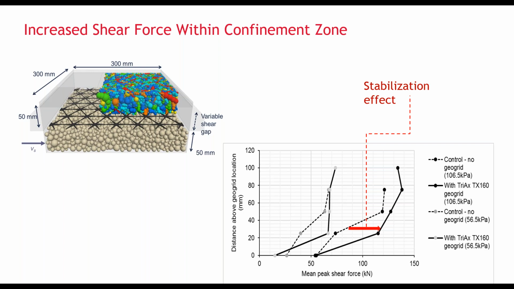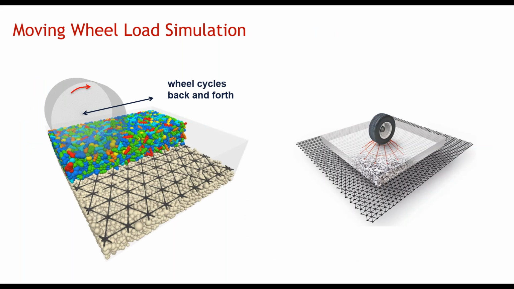The model simulates trafficking with a wheel traveling up and down over granular soil on a soft subgrade. The model allows us to look at loads and strains in the geogrid ribs and displacements of the aggregate particles and much more. Since we are focused on stabilization today, let's look at particle movements.